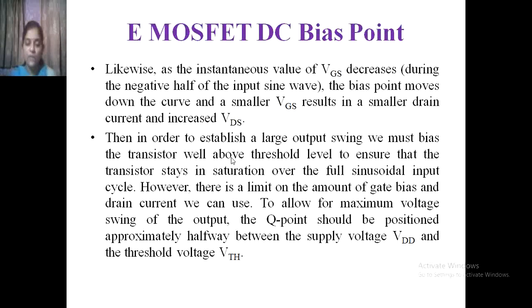However, there is a limit on the amount of gate bias and drain current we can use. So, to allow for maximum voltage swing of the output, the Q point should be positioned approximately halfway between the supply voltage VDD and the threshold voltage VTH.